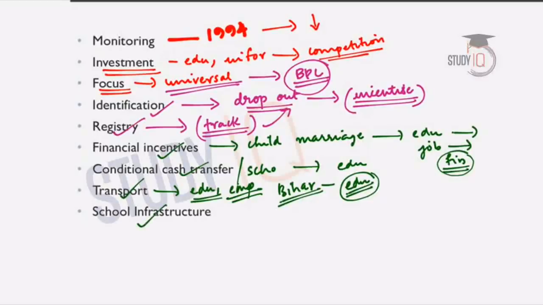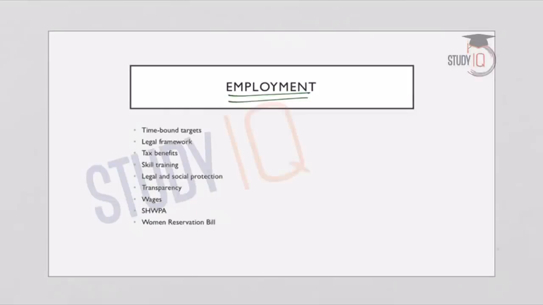And also the school infrastructure should be developed. It should provide separate toilets for girls, sanitary napkins to take care of their menstrual needs, etc. So the school infrastructure also needs to be promoted. Now with regard to employment, what has to be done in order to improve the employment opportunities for girls and to narrow down the gender gap in employment?